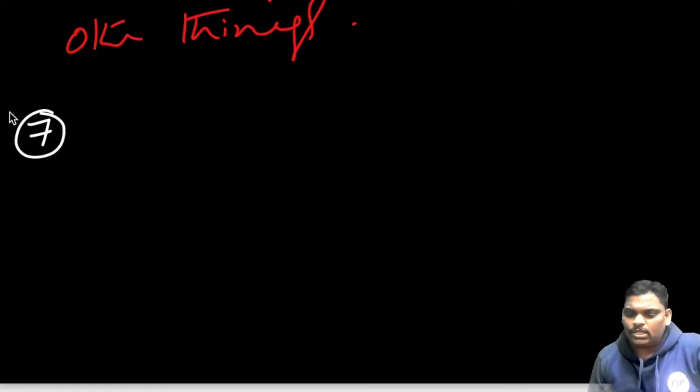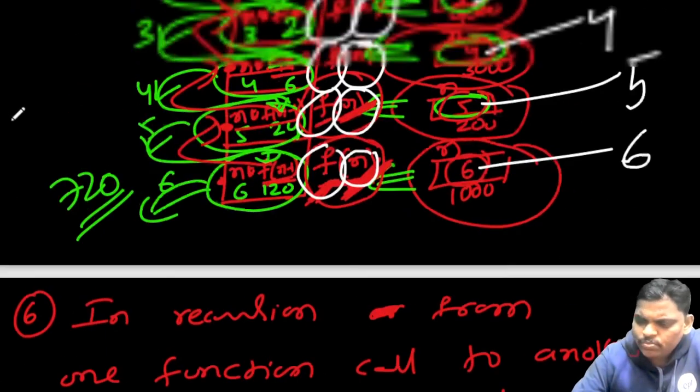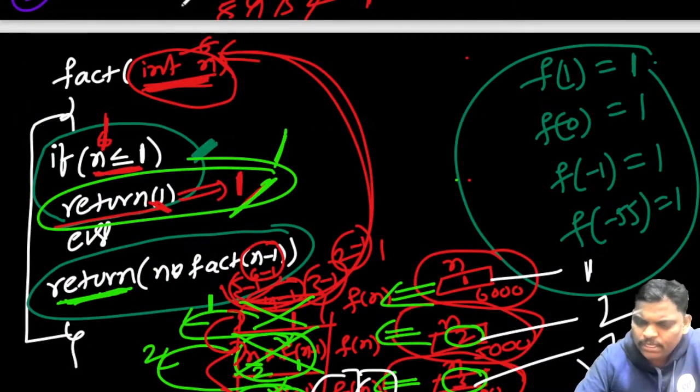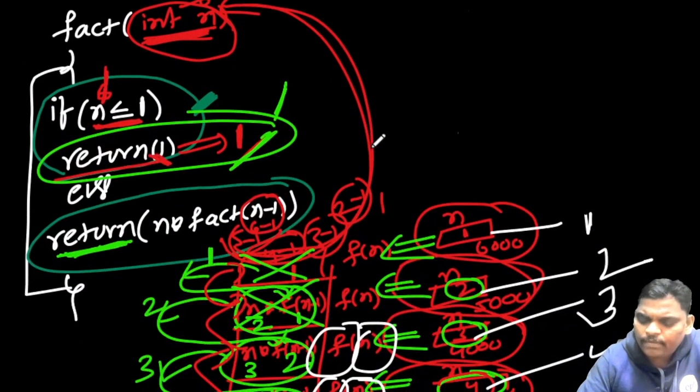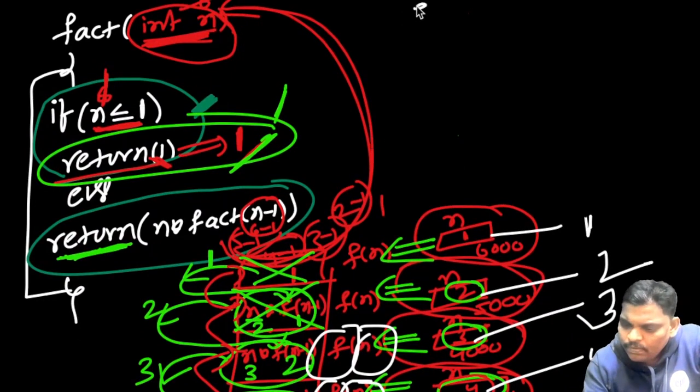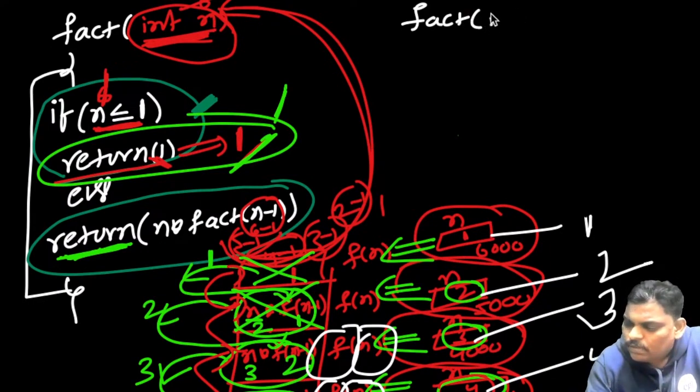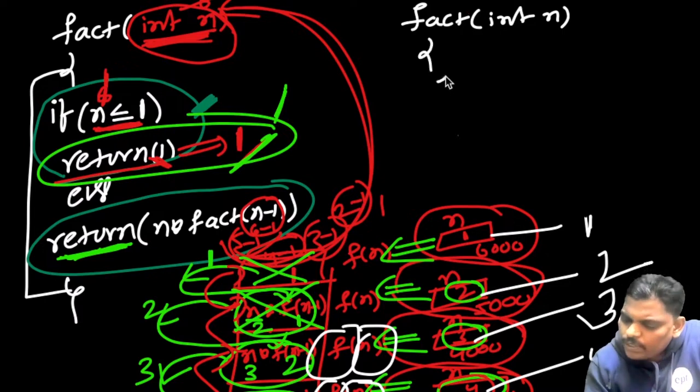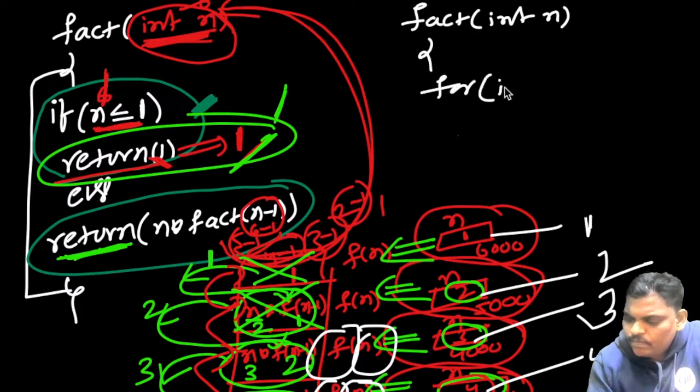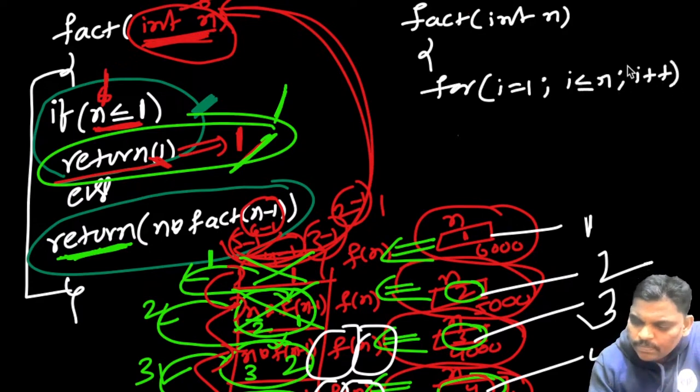Now listen, everyone. Can you listen to this small story? Factorial of n. Carefully observe this. Is it visible? For I is equal to 1, I less than or equal to n, I plus plus, S is equal to S into I, where S is initially 1.